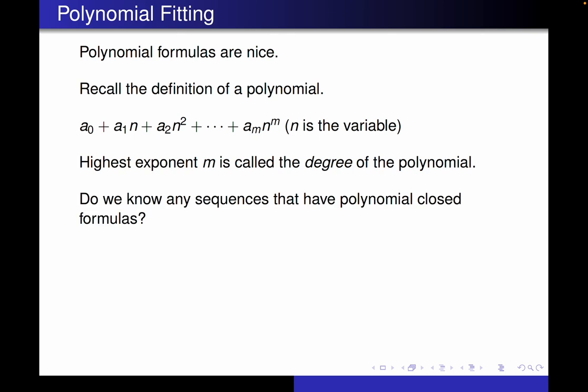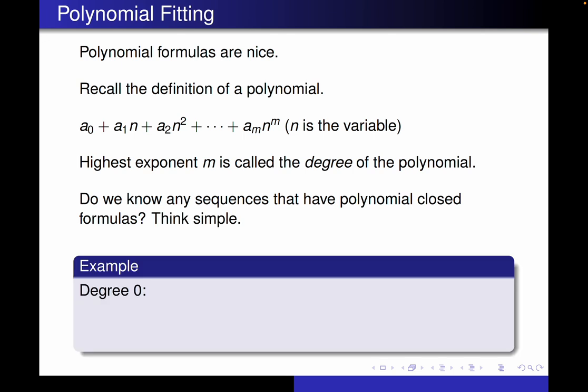The question we might ask first, before delving into the more general problem, is: do we know any sequences that have polynomial closed formulas? If you think back to it, yeah, we do. Think simple. We have a couple. If we look at degree 0, n to the 0 is 1, so that would just be a constant. a sub n equals 5 is a constant sequence. We could think of that as 5 times n to the 0, because n to the 0 is 1. That has a polynomial as a closed formula.